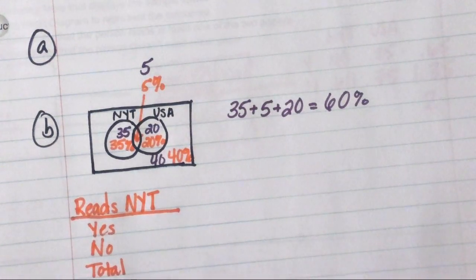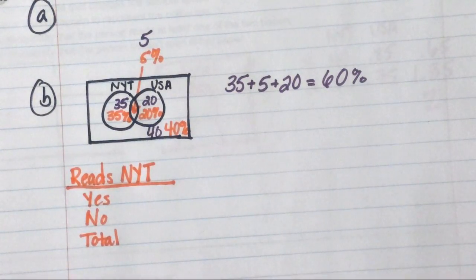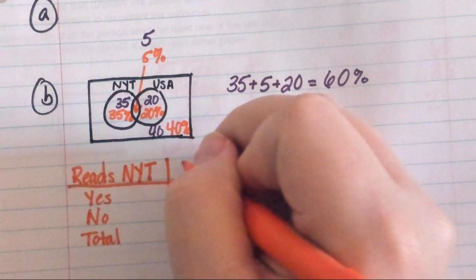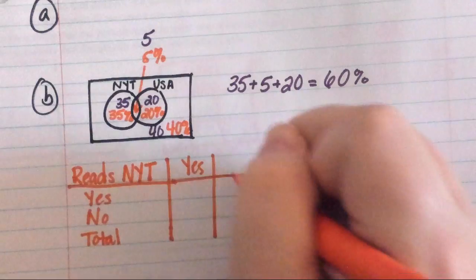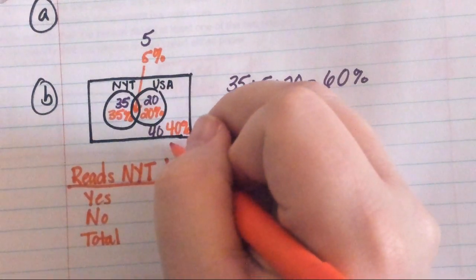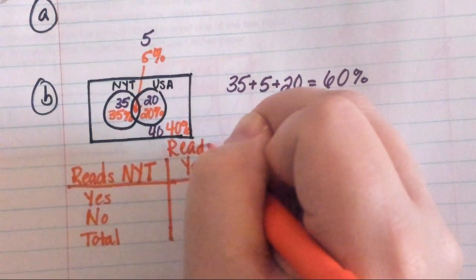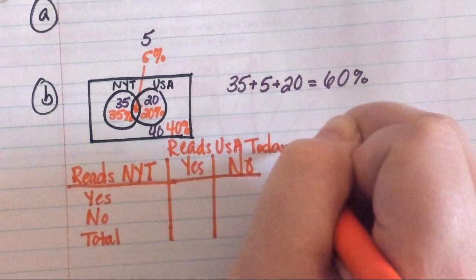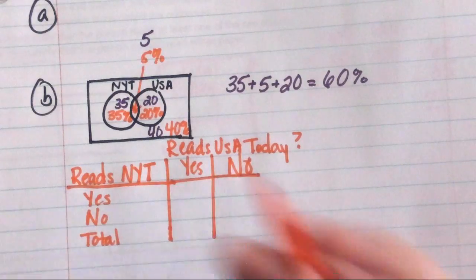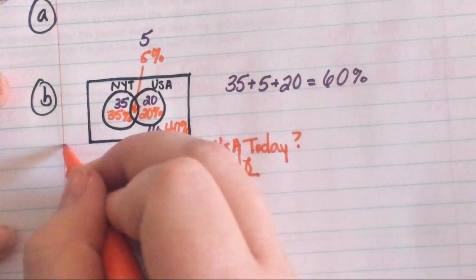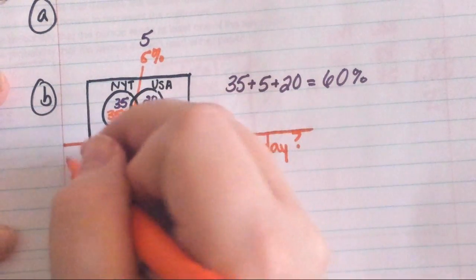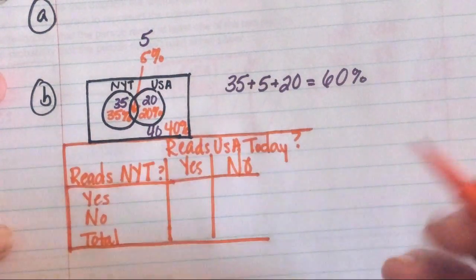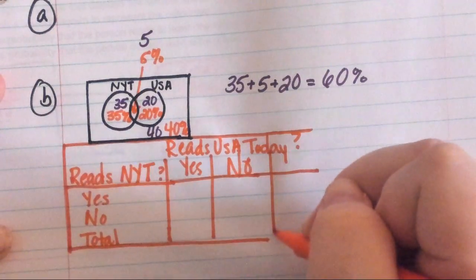Okay, so in this column, I'm going to have read New York Times, yes, no, total. But across the top, I'm still going to have a yes, no, but it's for whether or not they read USA Today. That's really weird, yeah. I don't like that. So this is how your book did it, which kind of makes sense. I don't think it's pretty, but it kind of makes sense. And then we need a total over here too.